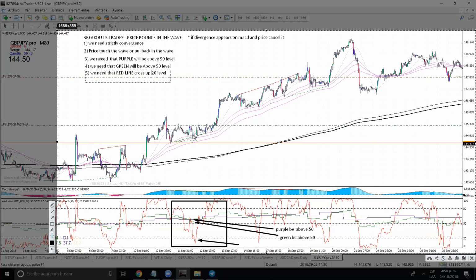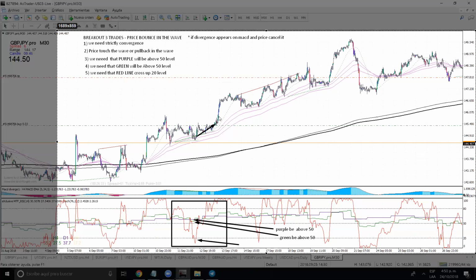So we need the pullback in the wave. We need the purple to be above 50 level. Purple is above 50 level and green is above 50 level. So now we need the price to cross up 20 level and this is our entry point. If we check here, the price is coming down, and the price crossing up 20, you went to the trade. It will be filled from here.